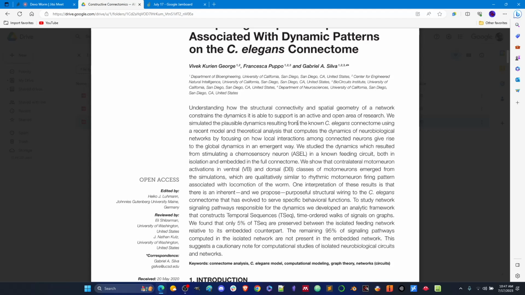We simulated the plausible dynamics resulting from the known C. elegans connectome. So we know the C. elegans connectome both in the number of cells, the identity of those cells, hence the function of those cells, and the connections between them. So this is an excellent opportunity to map neurons to behavior. And in a lot of ways, people do that already.